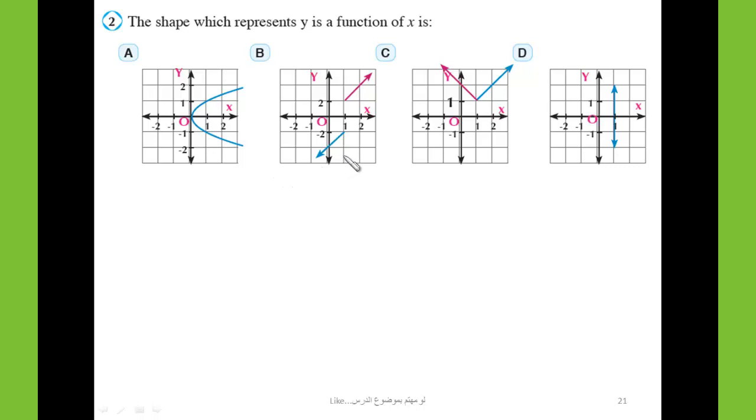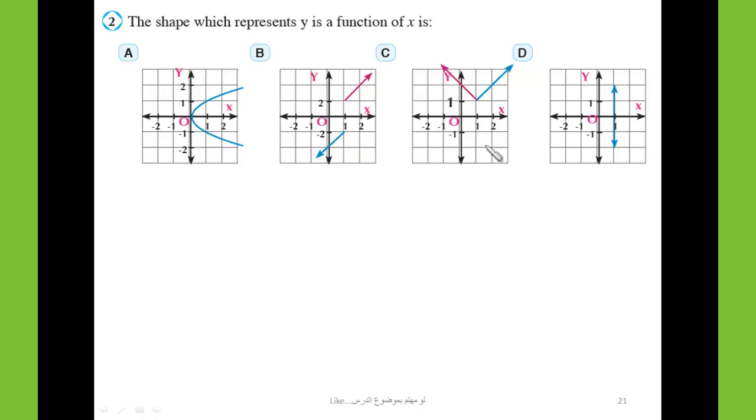Also, figure B doesn't represent any function because we have 2 points, 1 and 2, 1 and negative 2. So the point 1 has two images, 2 and negative 2.